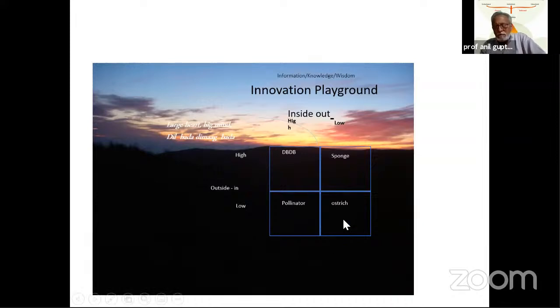So if both are low, that means I don't want to learn from others and I don't want to share with others. I'm like an ostrich. Such organizations and such individuals are doomed. There is no future for them.